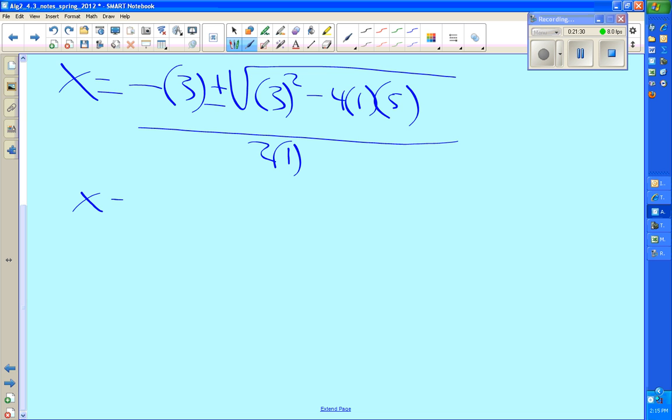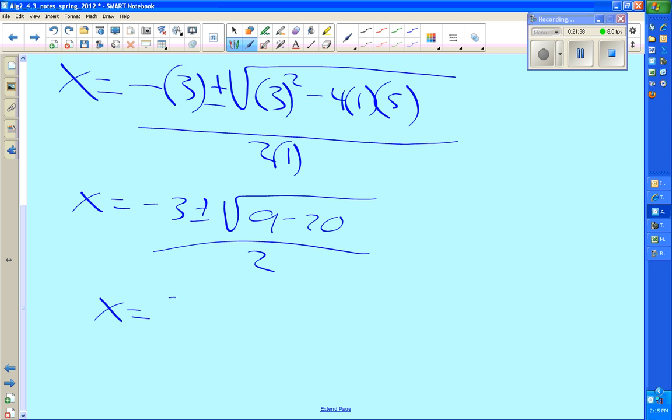So we have x equals -3 plus or minus the square root of 9 minus 20, over 2. So we get the ugly square root of -11 under the radical. What does that tell you about your roots? Square root of -11. What is that telling you? Square root of negative anything. Is that possible?